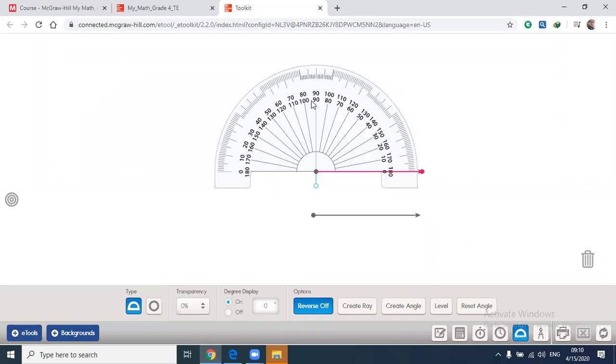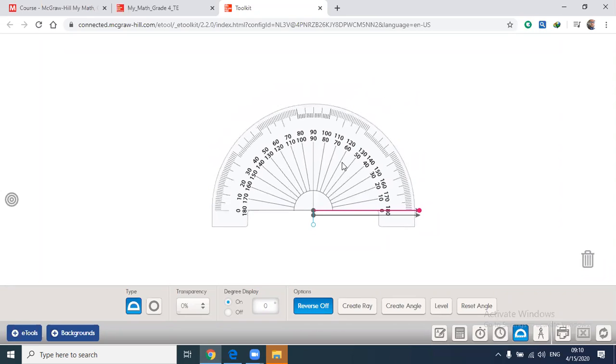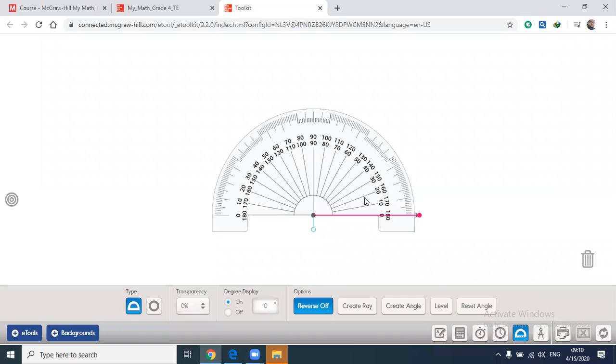Where? Anywhere? No. The center of the protractor, place it on the end point of the ray. And this 0 line, place it on the ray. Exactly, as you see. Center of the protractor on the end point of the ray, and 0 line on the ray. Then count as we need here.